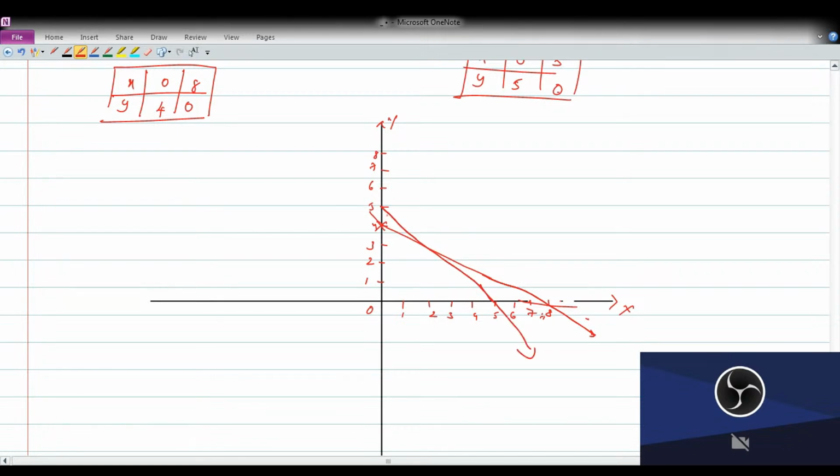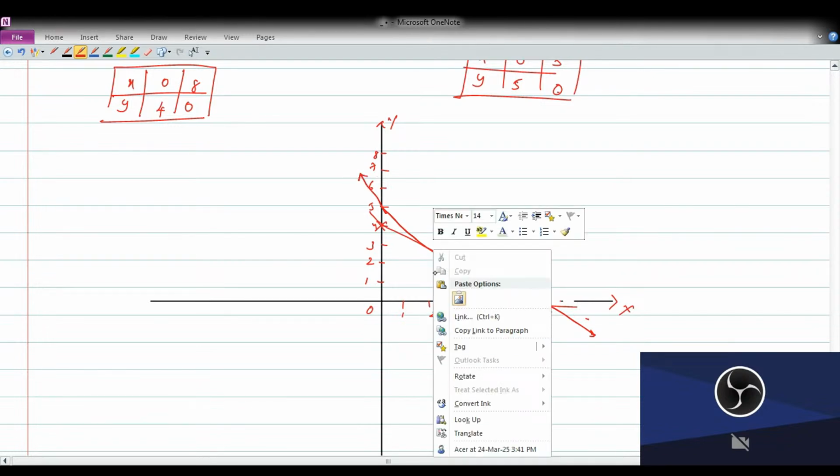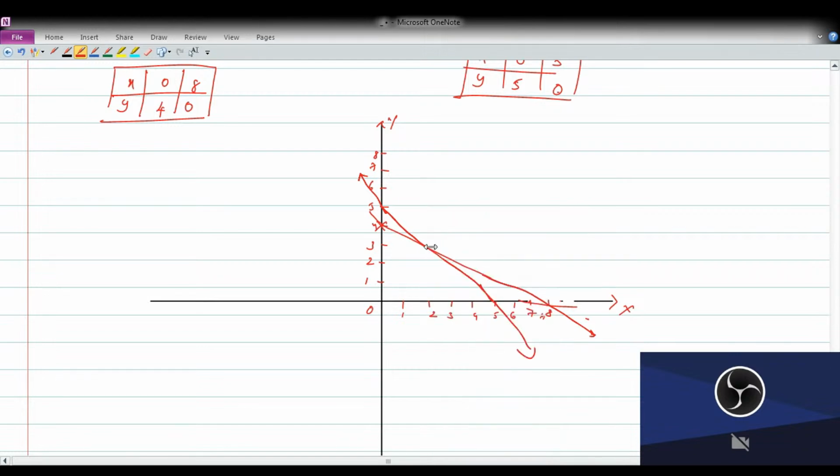It is not easy to write straight lines on a digital board. Both meet at this point. So I'm going to get x is equal to 2 and y is equal to 3. I'm sorry, I am unable to write a neat graph here.